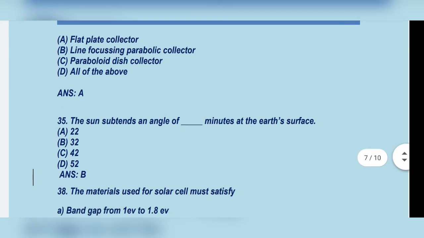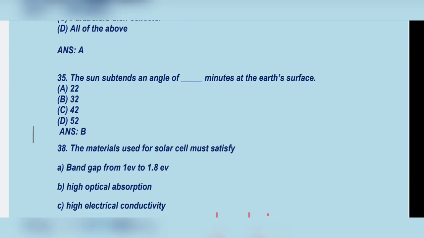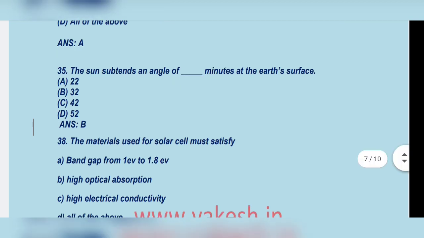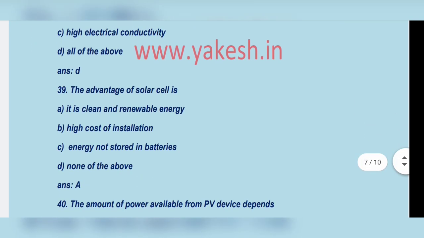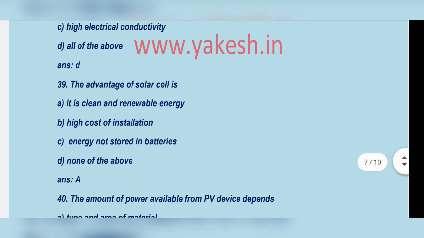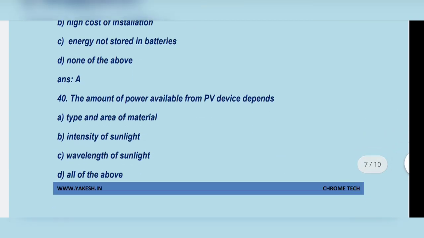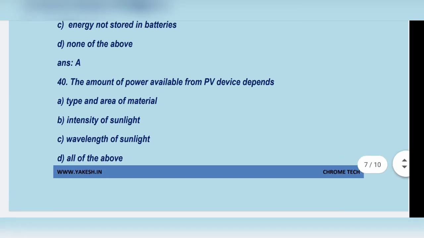Flat plate collector. The sun subtends an angle of 32 minutes at Earth's surface. The materials used for solar cell must satisfy all of the above: band gap, high optical absorption, high electrical conductivity. Option D. The advantage of solar cell is it is clean renewable energy. Option A. The amount of power available from PV device depends on all of the above. Option D is the correct answer.